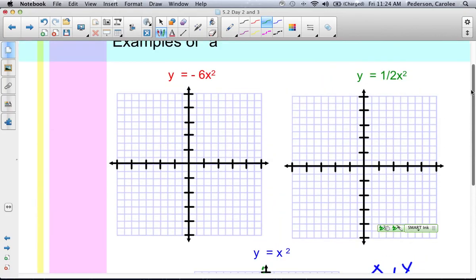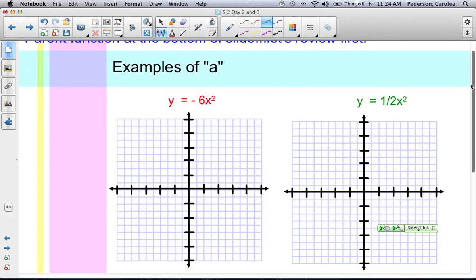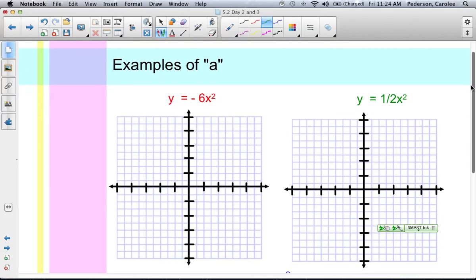All right, let's go up and graph these two equations. First equation, y equals negative 6 x squared. There's actually two transformations that are going on. The first thing is the negative. The negative tells me that it opens down. The 6 tells me that my graph is going to stretch on the vertical axis by 6.